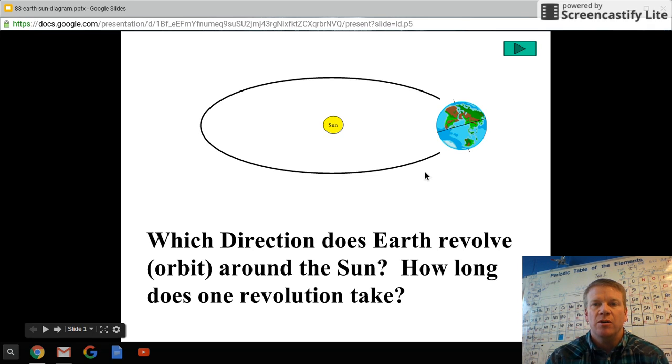All right. So, in what way does the Earth revolve or orbit around the sun? And so we know it goes counterclockwise. We were looking some stuff up about that yesterday. How long does one revolution take? Well, we look at the answer here.